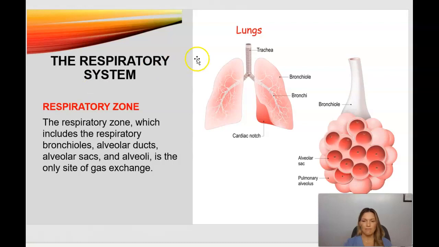So here is a diagram of what I was just speaking about earlier, a few slides back, called the respiratory zone. As I mentioned, we have the bronchi, and bronchioles branch off from the bronchi. At the end of each bronchiole is this alveolar sac, and this is the site of gas exchange. When I say gas exchange, I mean the exchange of oxygen and carbon dioxide. That's where this happens, in these alveolar sacs at the end of the bronchioles in the lung.